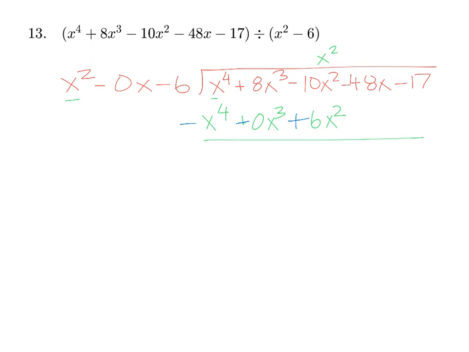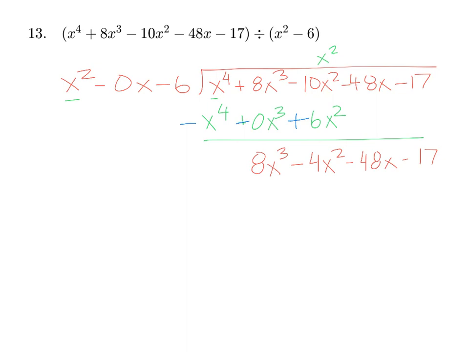All right, so it cancels out. X to the 4th minus x to the 4th. Then I'm going to end up with 8x to the 3rd minus 4x squared minus 48x minus 17. Okay, that's my new polynomial to work with.